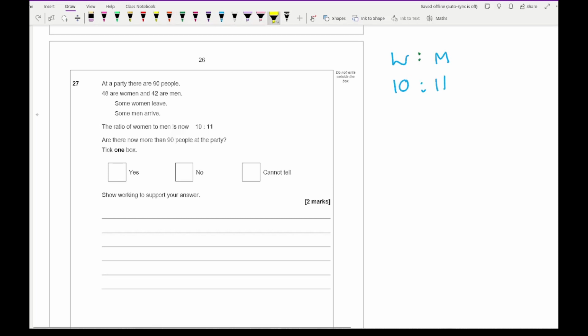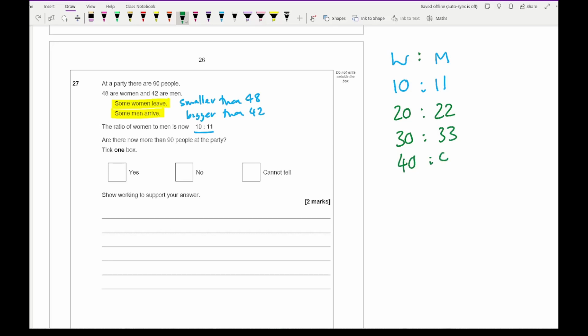Now the constraints I've got to work in is that some women leave and some men arrive. So I'm looking for a number that's smaller than 48, bigger than 42, and it's got to be in this ratio. So let's start by writing numbers in this ratio up. Obviously I'm not going to have any decimals because we can't have a quarter of a person. That's going to be 22, 30 and 33, 40, 44 and 50 and 55.